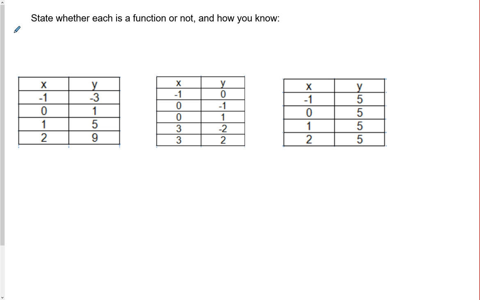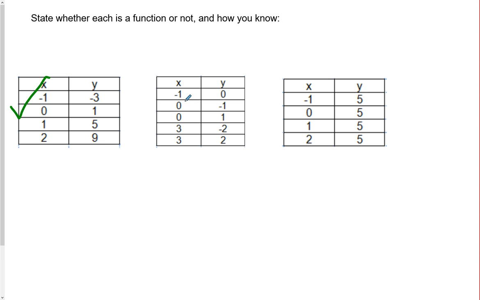Here's our next one, tables of values. Which one is a function, which is not, and how do you know? For my first one, I'm looking at my x values. I'm seeing they're all unique. So I don't have any x value that's mapping to 2 different y values. So that one is a function.